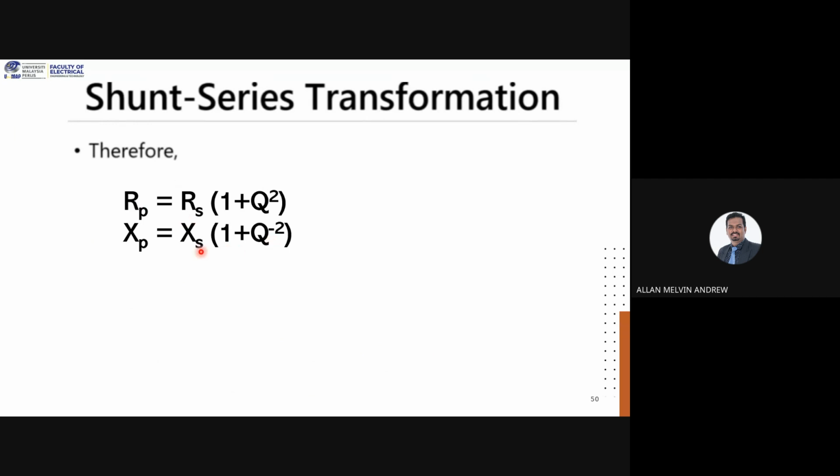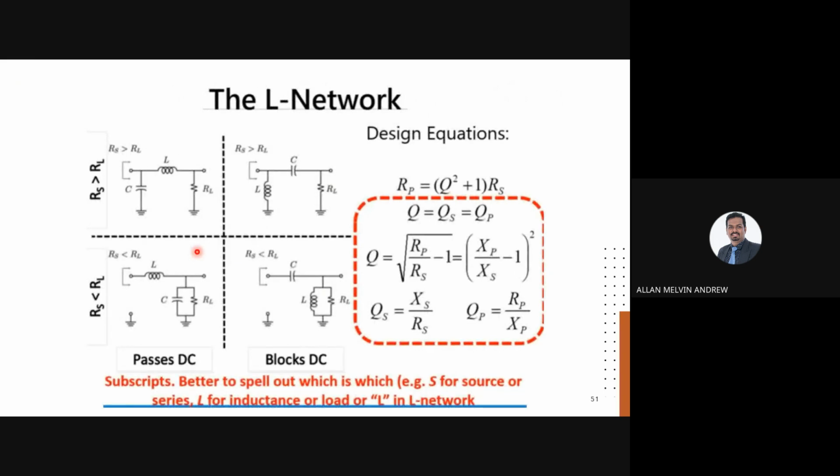You can use it to calculate whichever value you want. Okay, so the L network: we can see there are two blocks. One block on the left passes the DC, direct current, and on the right-hand side it blocks. So you can see how the components are arranged. Okay, so here you can see, first, if Rs is less than RL, it depends.